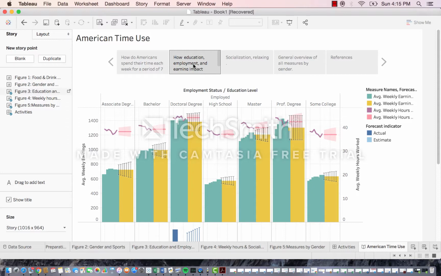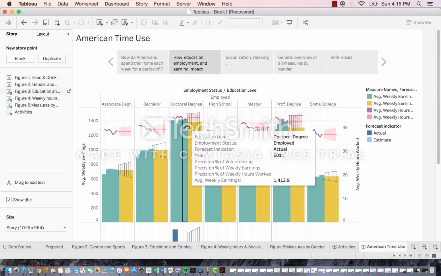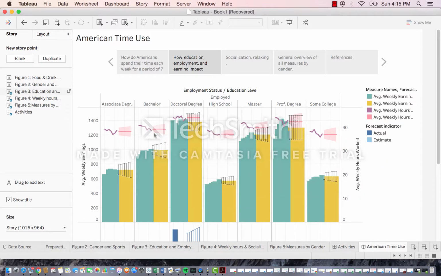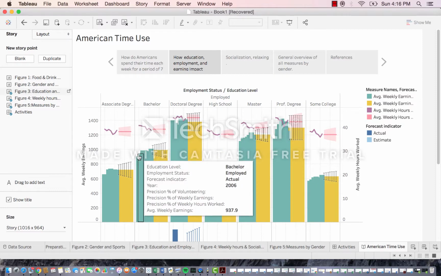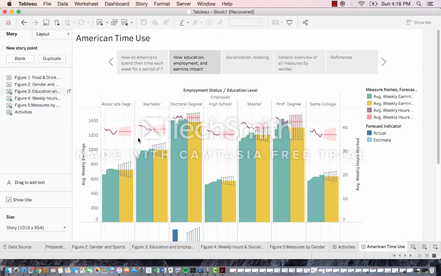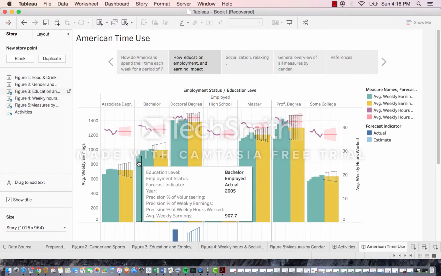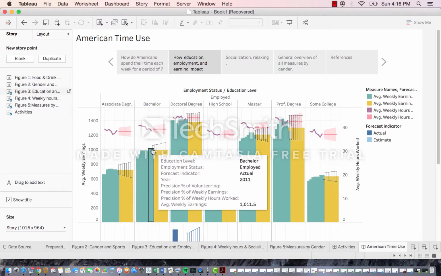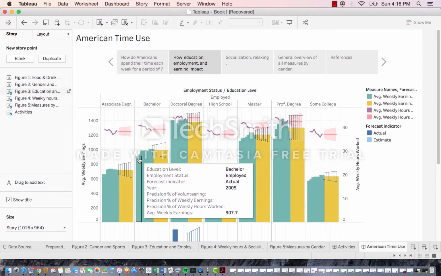As you can see, the highly educated individuals, like the doctoral degree holders, professors, and master's degree holders, earn the most. But it's interesting to see the seasonal changes of weekly hours worked. In 2005, individuals worked high weekly hours but still earned lower than, let's say, 2006, 2007, and 2008. This is quite an interesting insight.